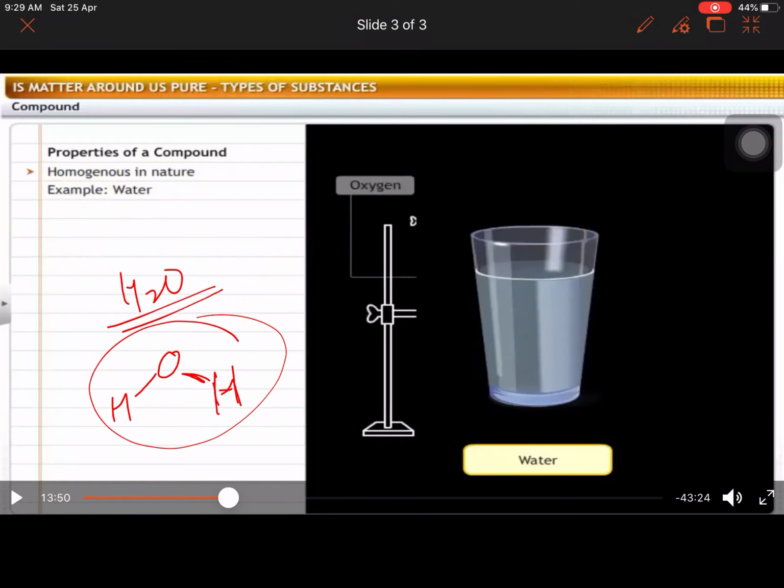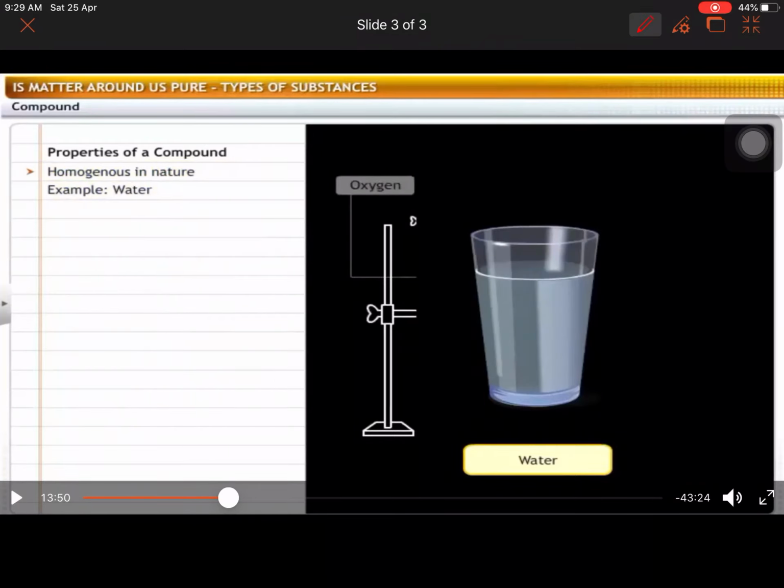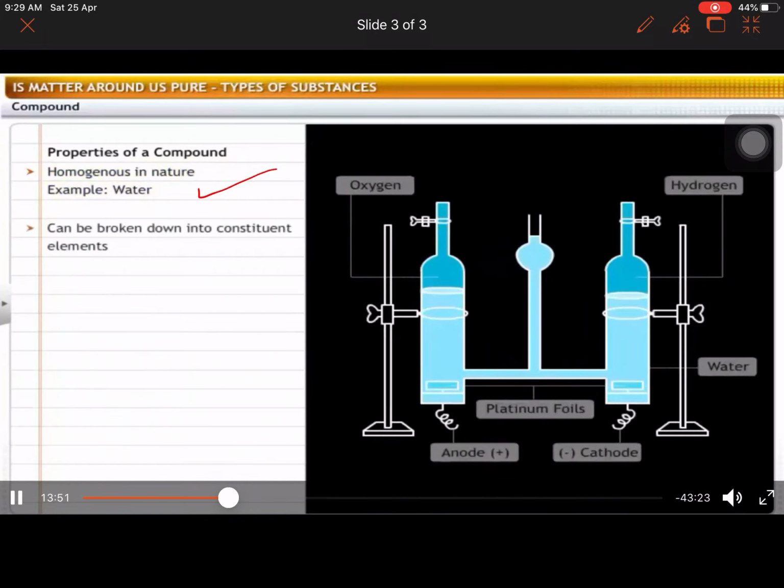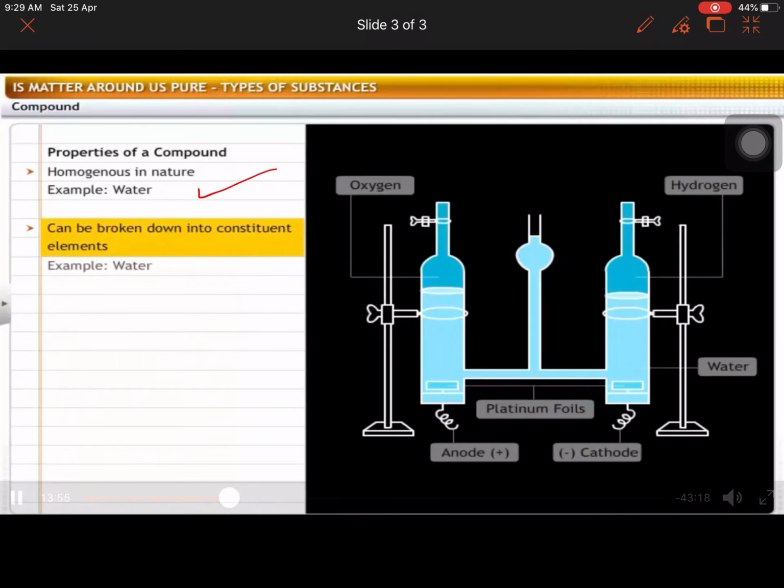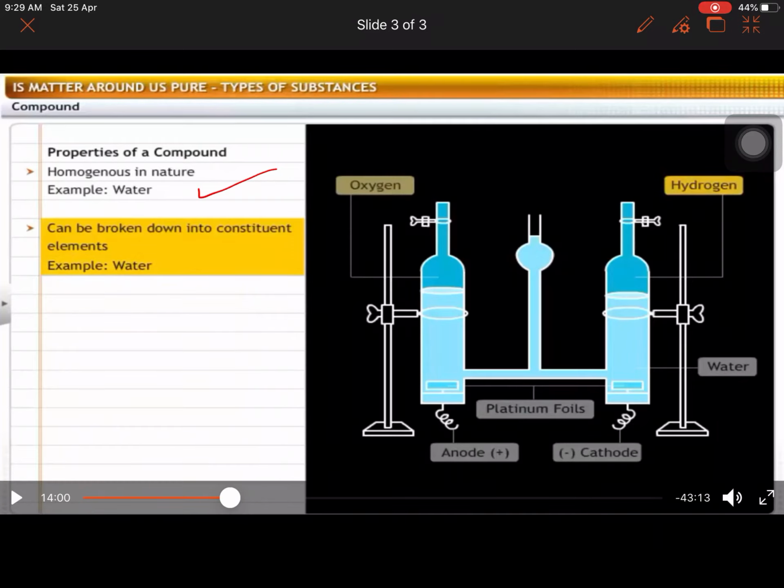Compounds are homogeneous in nature, for example, water. A compound can be broken into its constituents. For example, water can be broken into its constituent elements, hydrogen and oxygen. The compound has the property to split into its constituent particles.